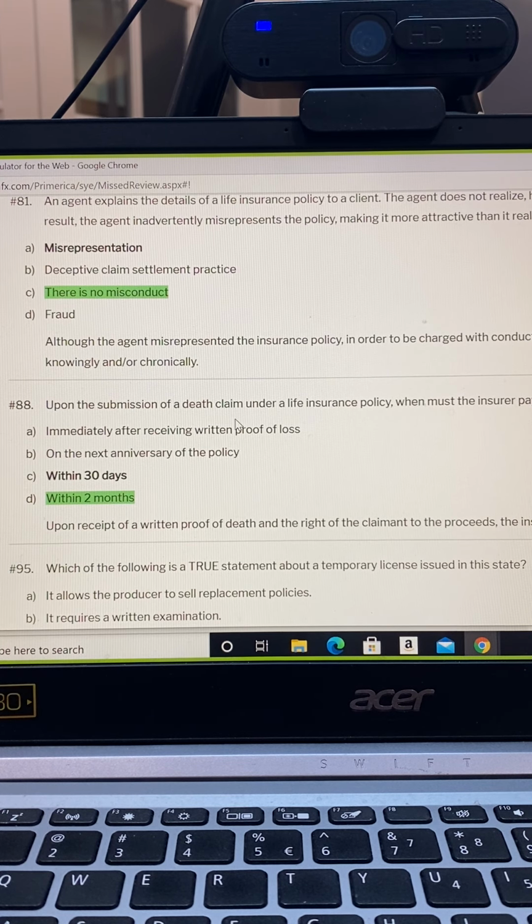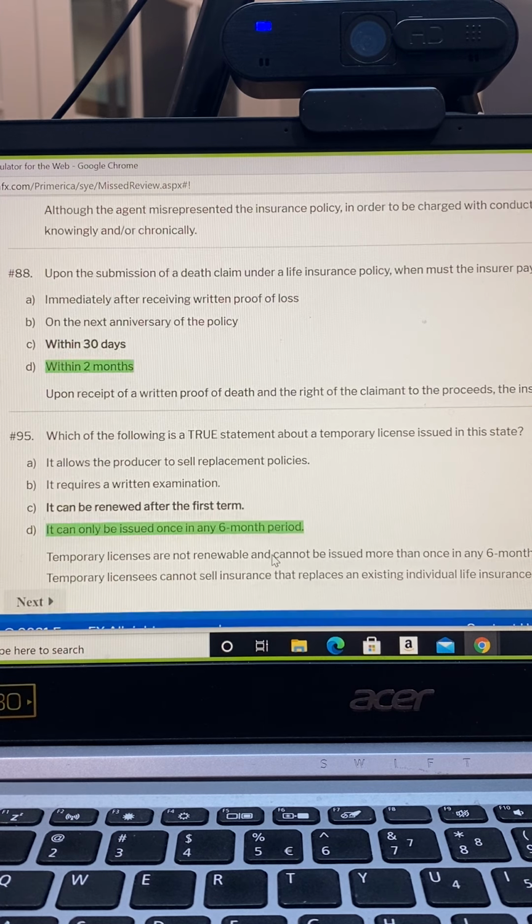Upon the submission of a death claim on the life insurance policy, when must the insurer pay the policy benefit? Within 2 months. What? That's something new. There must be something in Texas. I never knew that. I thought it was less than 30 days, actually. I thought you got like 2 weeks to give them a claim form, and then after you get the claim form and the death certificate, you got to pay the claim within 30 days or you start paying interest. Now they talking about the insurer got 2 months to pay. That's something different. But whatever, I'll just tell them whatever they want to know.